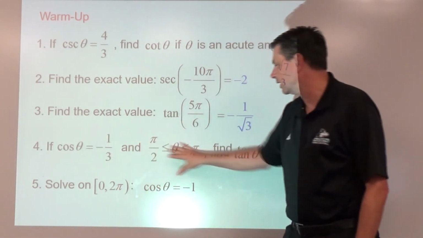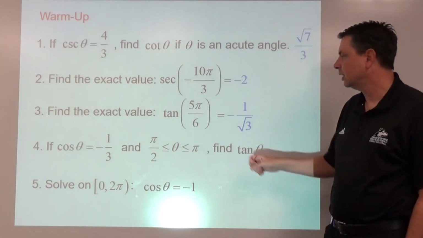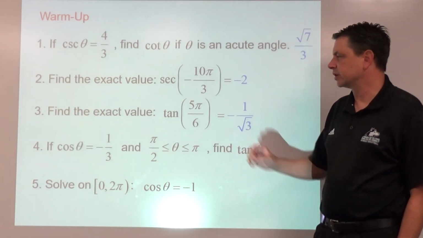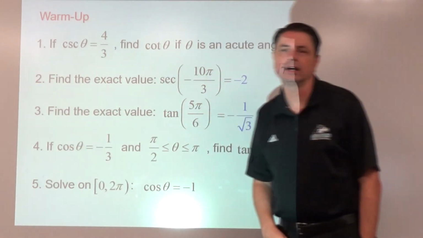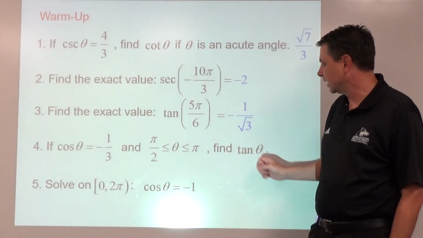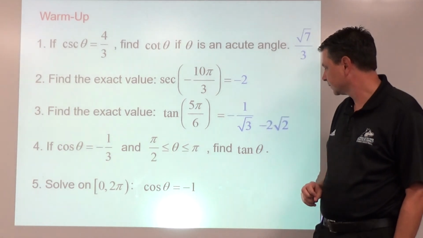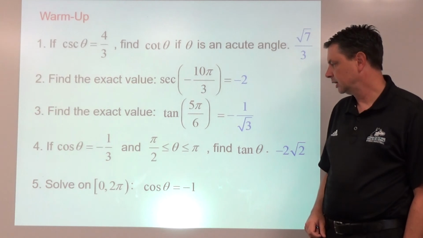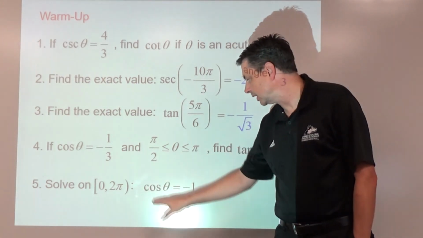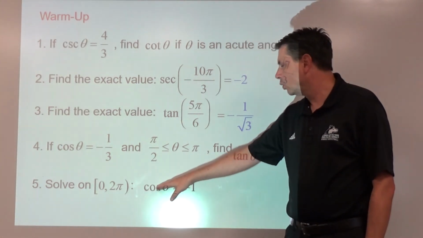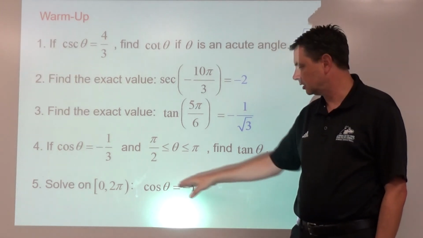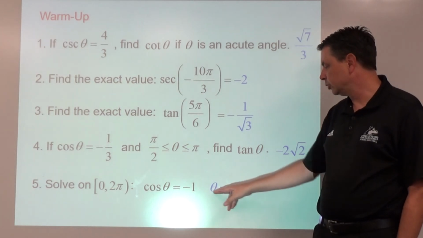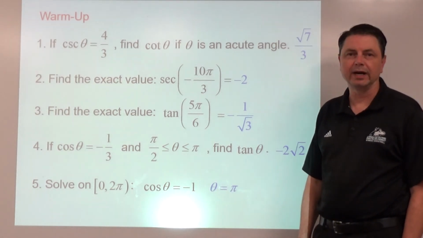Cosine, given that, and that we are in quadrant 2, find the tangent. Again, another one that we could sketch, or we could use a Pythagorean identity to find sine of theta, and once we do that, find tangent. Either way, it does come out to be negative 2 root 2. And then from 0 to 2 pi, where is cosine negative 1? Where is the x-coordinate on the unit circle negative 1? Only one place, theta would have to equal pi.